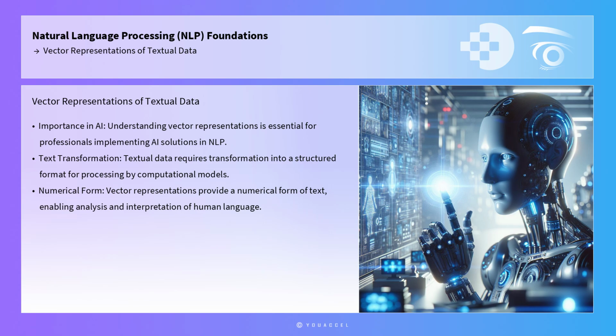Understanding vector representations of textual data is essential for professionals seeking to implement AI solutions effectively, particularly within the domain of natural language processing. Textual data, inherently unstructured, requires transformation into a structured format that computational models can process. Vector representations provide a numerical form of text, enabling machines to analyze and interpret human language meaningfully. This lesson delves into the core methods and tools for achieving such representations, emphasizing practical applications and real-world challenges.